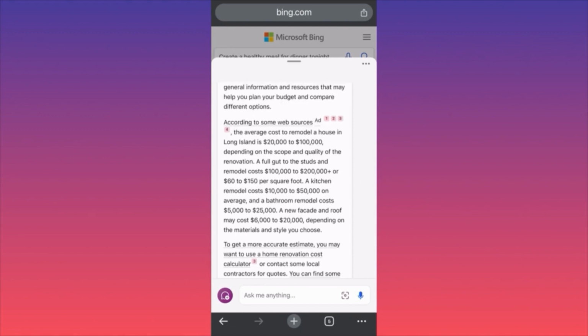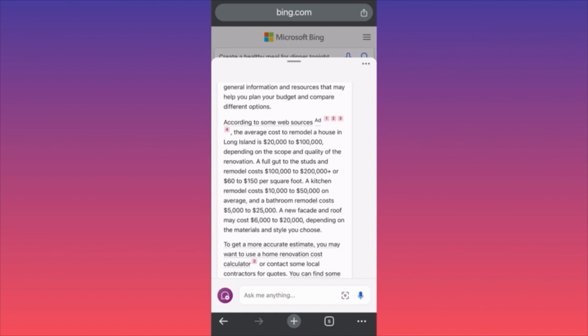So over here they're saying that according to some resources, an average cost to remodel a house in Long Island is $20,000 to $100,000. Wow. Depending on the scope and the quality of the renovation, a full gut to the studs and remodel costs $100,000 to $200,000 or $60 to $150 per square foot. A kitchen remodel costs $10,000 to $50,000 on average, and bathroom remodels cost $5,000 to $25,000.